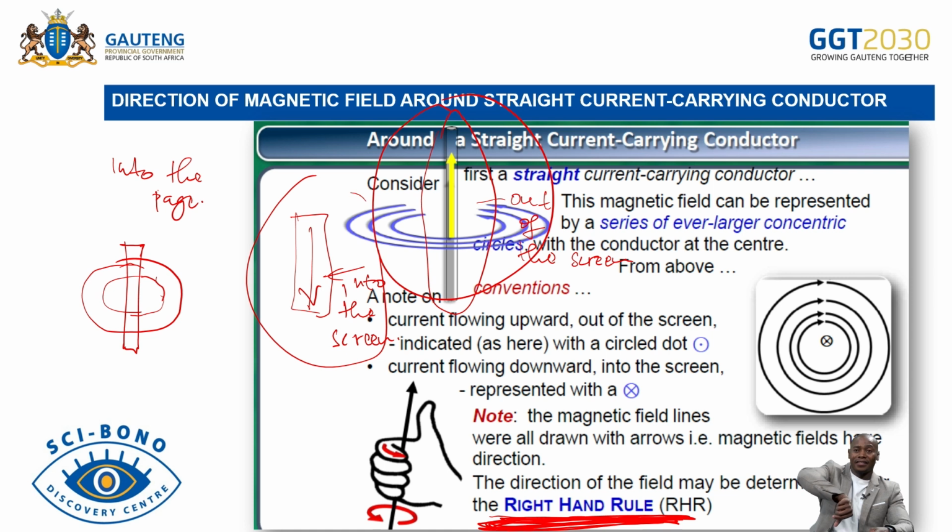The curled fingers are in a clockwise direction. So this is how we determine the direction of the magnetic field around a straight current carrying conductor. Okay. Then another thing, I think I will talk about this when it comes to a loop.